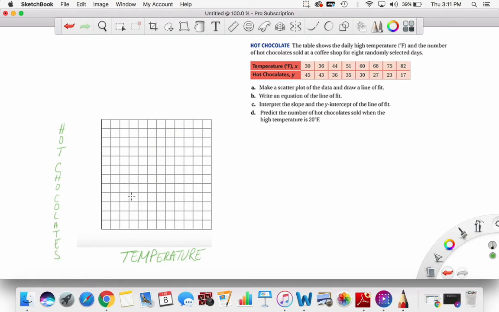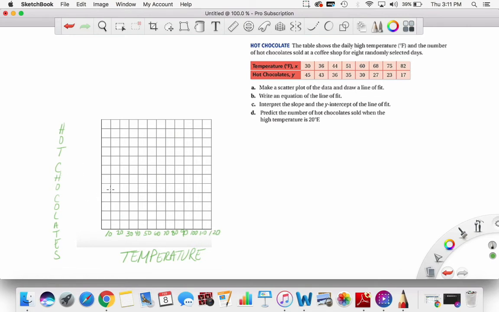Now we need to figure out the scale in order to plot the points. Notice that for my x values, my smallest value is 30, my largest value is 82. According to the space that I have from this small grid line, I'm going to go with 10 as my scale. So each grid line is going to be 10 units, and as you can see, each grid line I'm making 10 more. So 90, 100, 110, and 120.